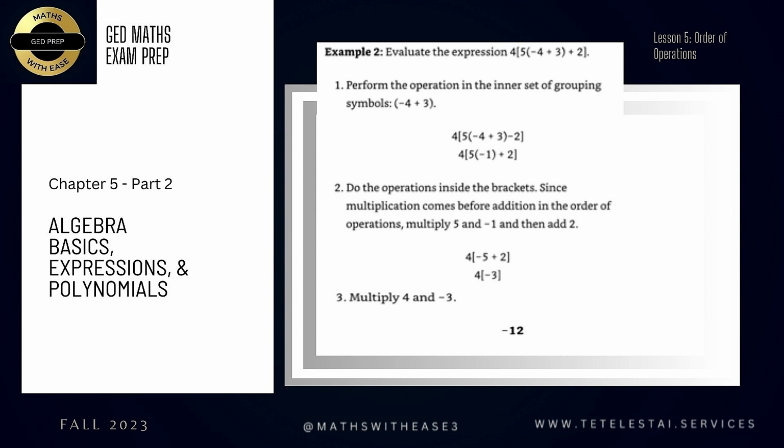So if you've noticed, we've worked from inside out. We've added -4 plus 3. We multiplied the result of that by 5, which gave us -5. And then adding -5 to 2 gave us -3. -3 times 4 is -12.